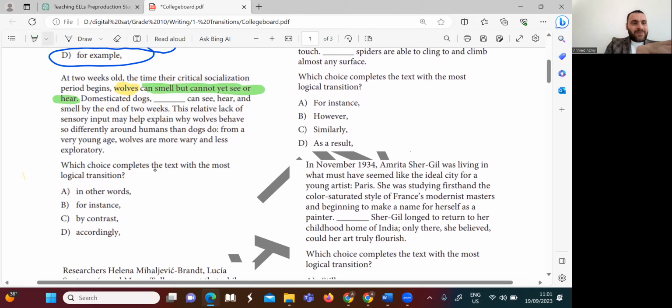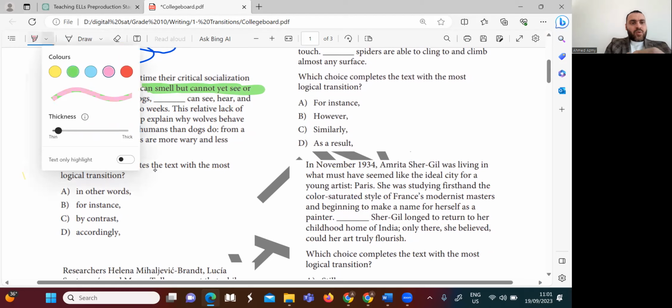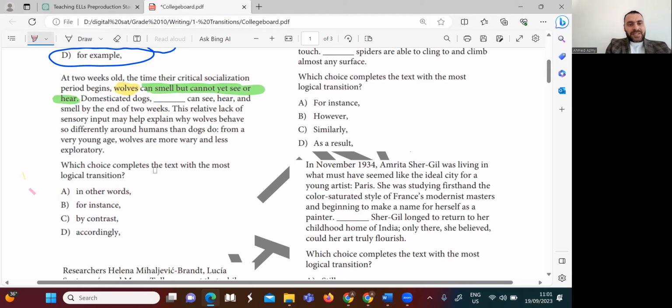No, that's a different subject. Here we are talking about a different animal, the dogs. The dogs can hear, see, and smell by the end of the 2 weeks. So the wolves can smell but not see. The dog can see, hear, and smell by the end of the 2 weeks.